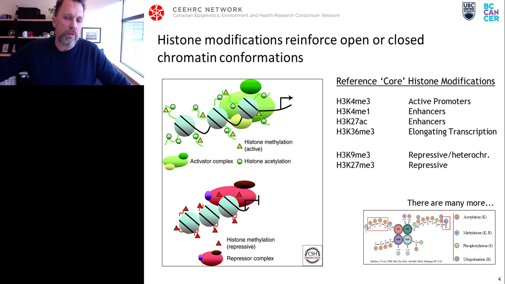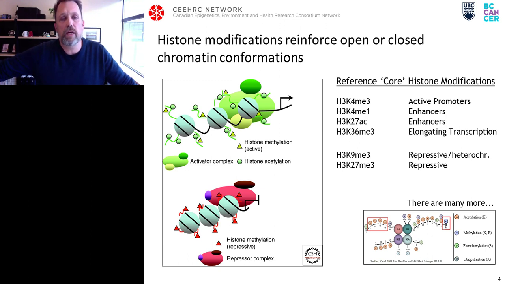Advances in technology over the last decade have enabled us to actually measure these epigenetic features genome-wide using technologies such as ChIP sequencing, so chromatin immunoprecipitation sequencing. And a number of consortia have used these technologies to map these marks genome-wide. One of the first of which was the NIH Roadmap Consortia, who defined a so-called reference core set of histone modifications, which I'm showing on the right-hand side of the slide.